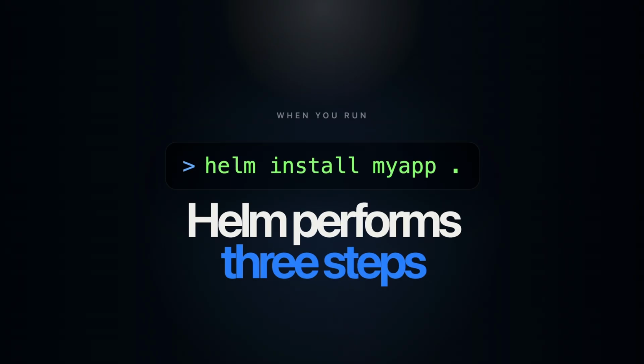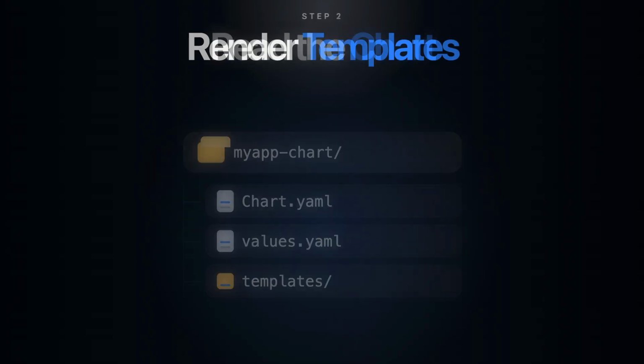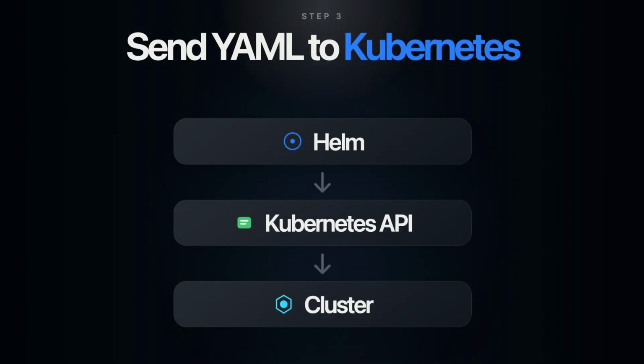When you run helm install my app, Helm performs 3 steps. First, it reads the chart. Second, it renders the templates. And third, it sends the generated YAML to Kubernetes. Helm doesn't run containers, Kubernetes does. Helm just helps to manage the resources.